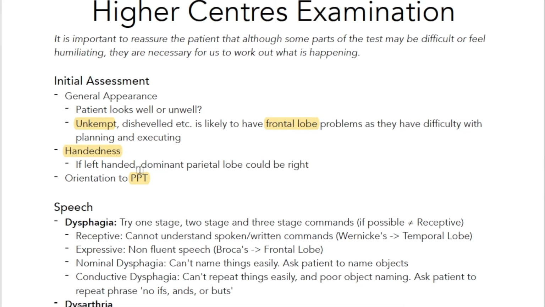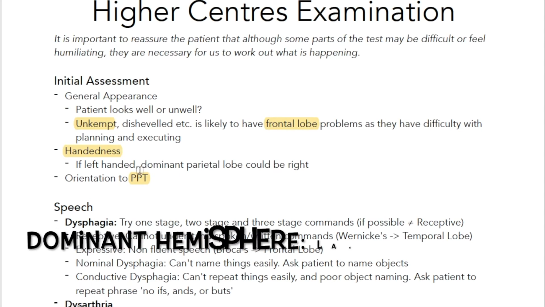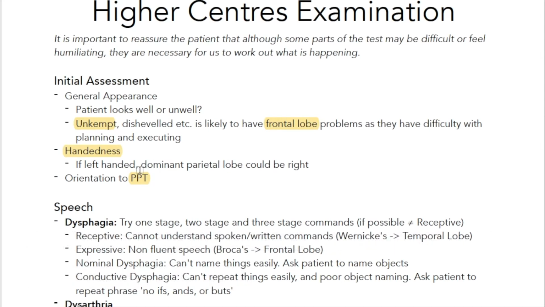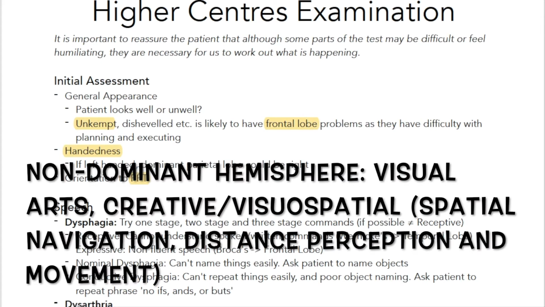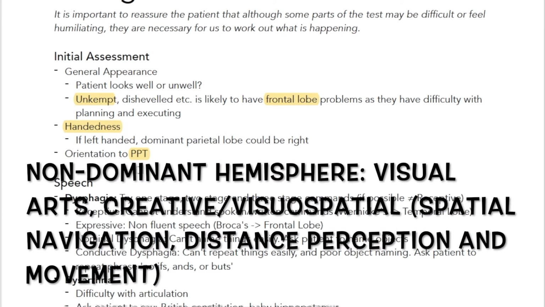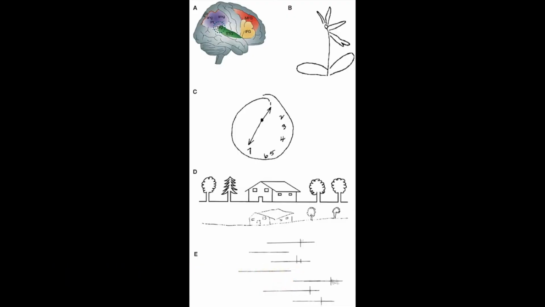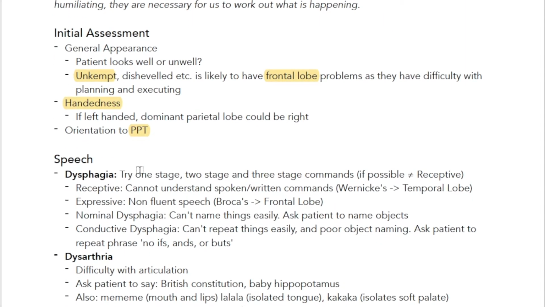Because remember, the dominant hemisphere typically deals with language and mathematics, and this is what you typically use in school. The non-dominant hemisphere deals mainly with visual arts, creativity, and particularly what we call visual spatial. So what's visual spatial? It's basically necessary for spatial navigation, distance perception, and movement. If you have a problem with visual spatial, you get what you call a neglect. You tend to not navigate one half of that area and you neglect it, what you call a hemi-neglect.